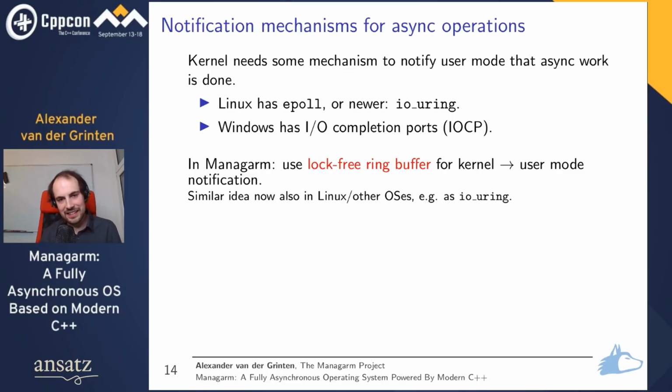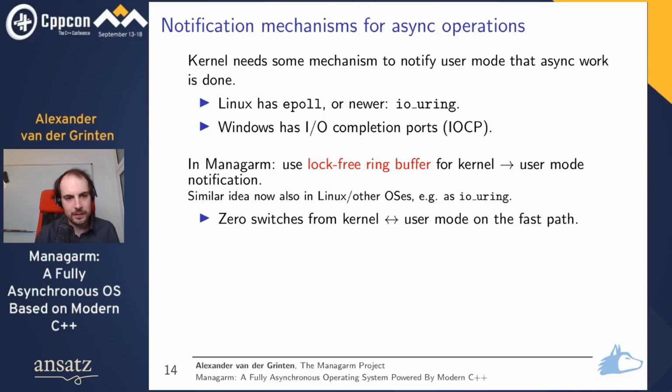So what it does is it puts an element into a ring buffer and notifies user space using this ring buffer. And that's also similar to how io_uring works. In the best case, that means that we have 0 switches between the kernel and user mode to get these notifications, because if there's already a notification in the ring buffer, then user mode doesn't have to block at all. User mode doesn't have to enter the kernel at all.